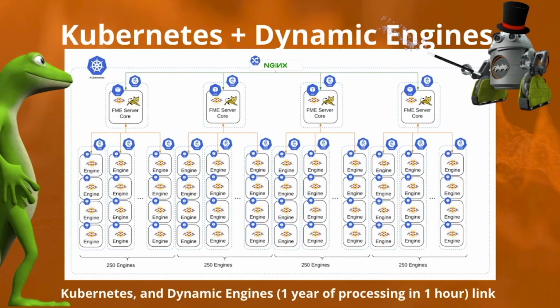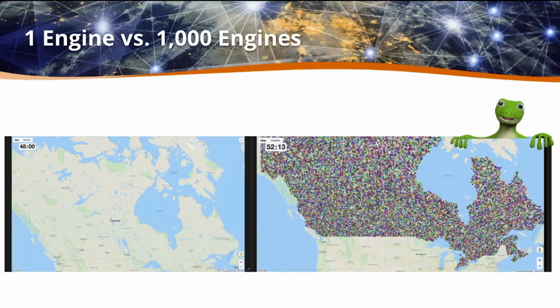And this is one thing to note as well with your deployments. You can see here that we have 4 FME Server cores to support those 1,000 engines. So if you're running a lot of engines, or even if you want high uptime with your FME Server, I do recommend having at least one FME Server core just for fault tolerance. But if you are planning on spinning up 1,000 engines, you do need approximately one FME Server core per 250 engines just to make sure that everything is running smoothly.